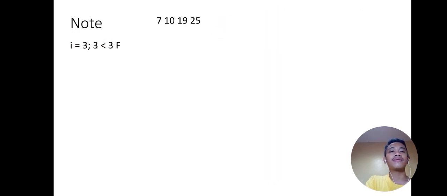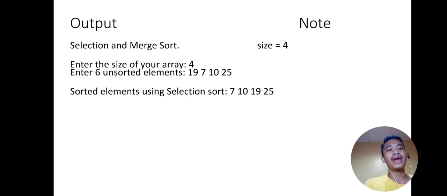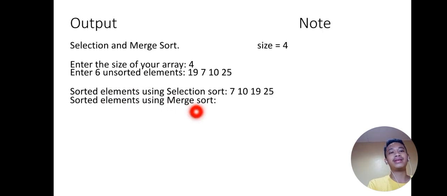And next will be the printing of our sorted elements. It will print our sorted elements using selection sort. Next it will traverse our array using a for each loop. So the output would be like this: 7, 10, 19, 25. After printing our sorted elements in selection sort, this code will print sorted elements using merge sort. So the output would be like this.